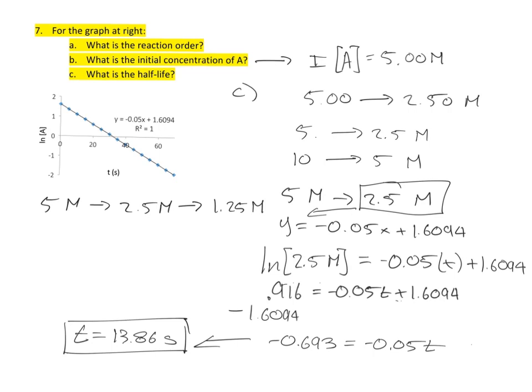So I hope this has helped you understand how to determine the reaction order from a graph, how to determine the concentration of any reactant based upon the graph and the equation given, and how to determine the half-life based again upon the graph and the equation given for the graph.